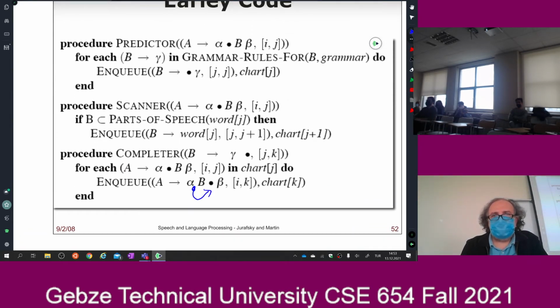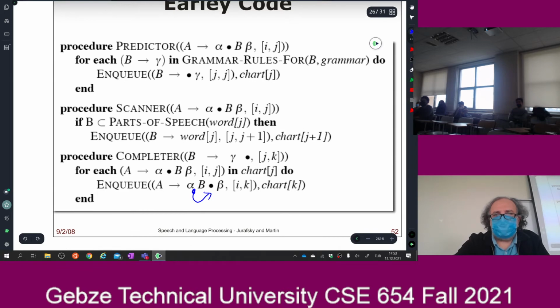Predictor is, let's look at this one. If I have a rule like that, I am expecting a non-terminal B, for each of the rows that has B on the left. If they are in my grammar, then I am predicting it. This one doesn't have anything to do with the word that I am reading, because they are predicting it. Scanner says, again, the same thing.